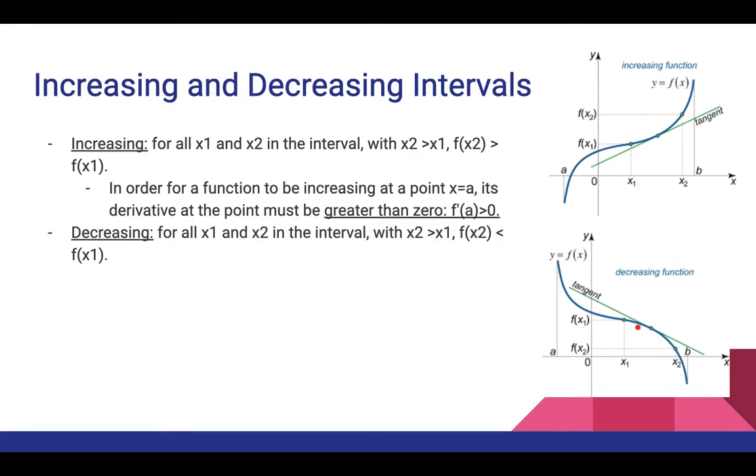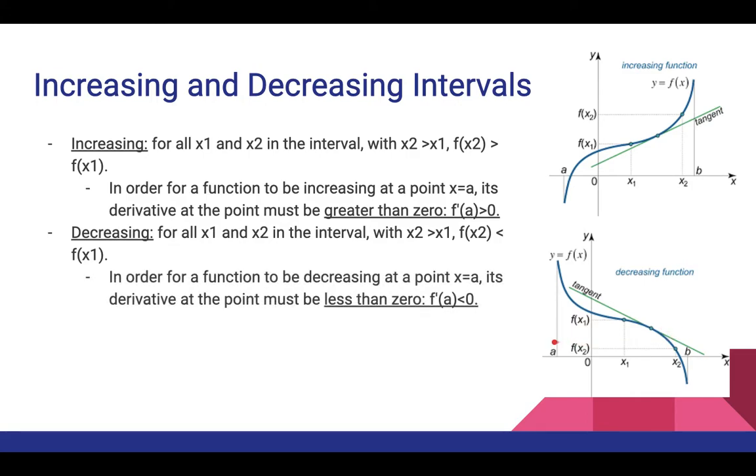So if we look at what is required for a function to be decreasing in terms of calculus, we see that the slope of the tangent line of a curve when our function is decreasing is negative. So in order for a function to be decreasing at a point x equals a, its derivative at that point must be less than 0.